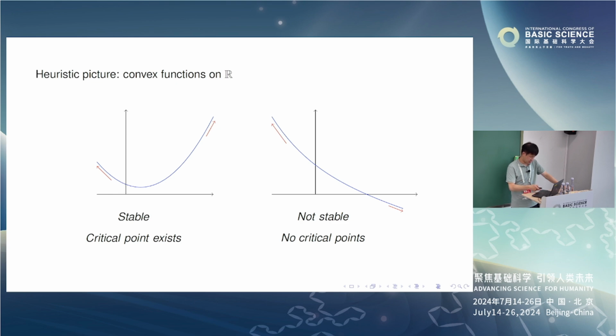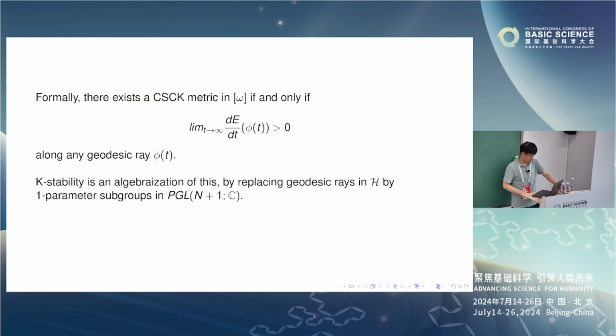So this on the left picture is called a stable case, and the right picture is called the non-stable case. So stable corresponds to the case when the critical point exists. Non-stable corresponds to no critical points. Then formally, one expects the existence of a critical point if and only if this function has a positive slope at infinity along any geodesic ray.